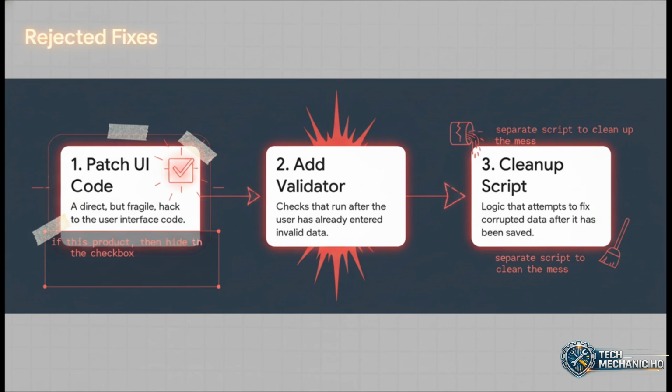First idea, just hack the UI script. If product is X, then hide the checkbox. Simple, right? Or, okay, let them click it, but then add a validation check somewhere down the line that'll throw an error. Or even worse, just let the bad data save, and we'll run a cleanup script later to fix the mess. All of these would have fixed the immediate problem, but they also would have created a system held together with duct tape and wishful thinking.